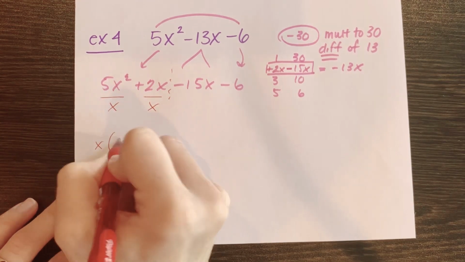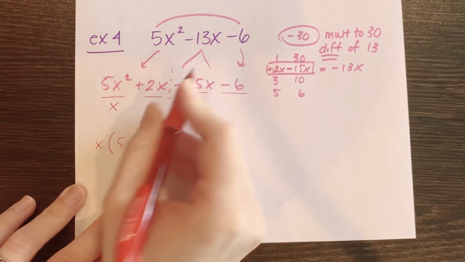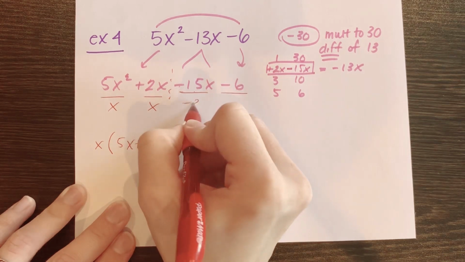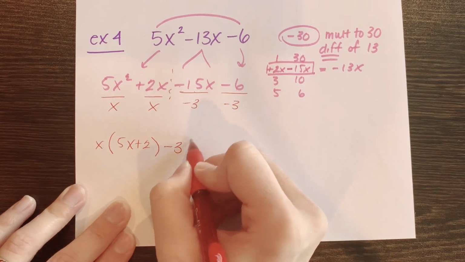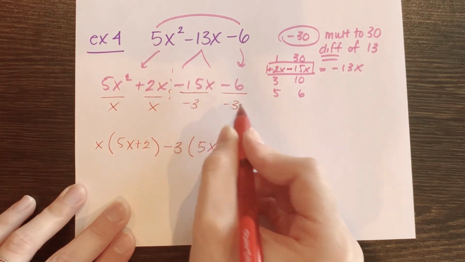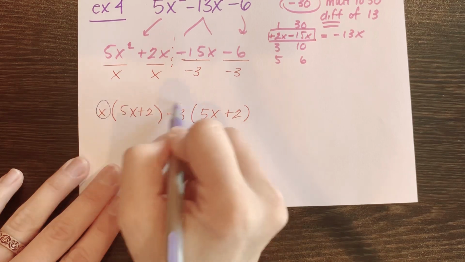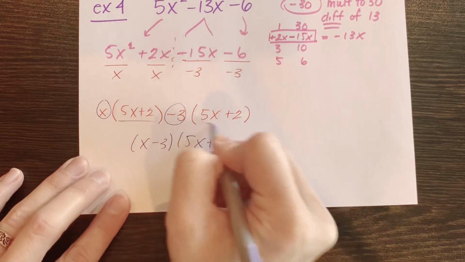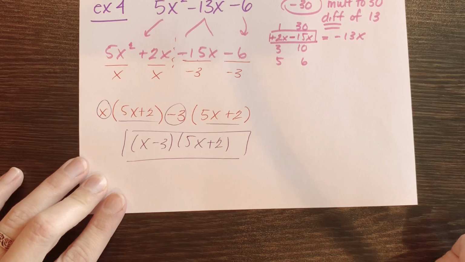GCF, 5x plus 2 left over. GCF, first term's negative. They also have a 3 in common. Negative 3 is what I'm taking out. Write negative 3 there. What's left over here? 5x plus 2. It's exactly what I wanted. Group together my GCFs. Rewrite the thing that repeated. We did it, guys. Great job.